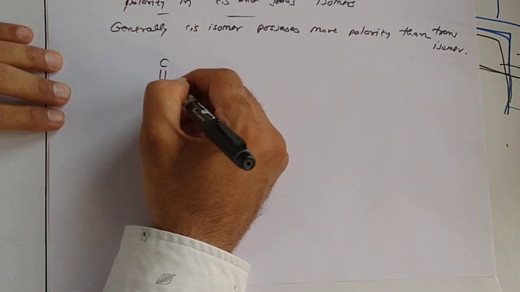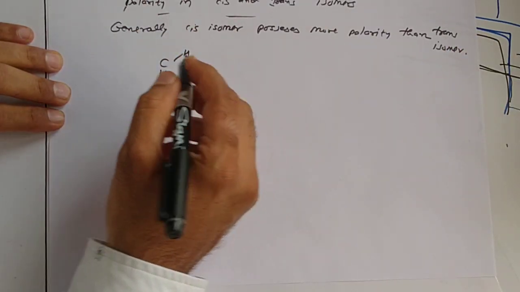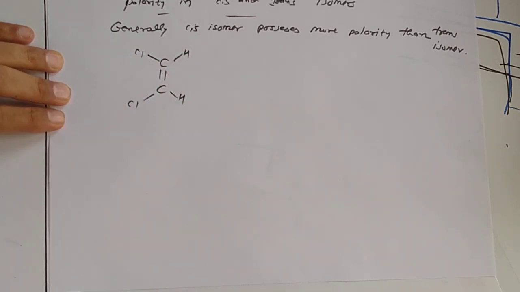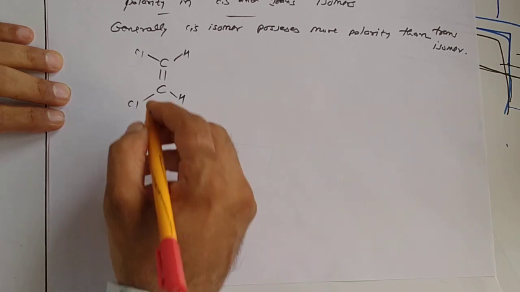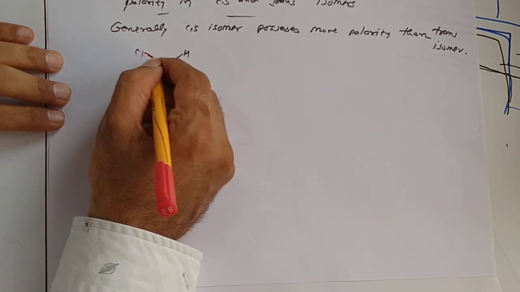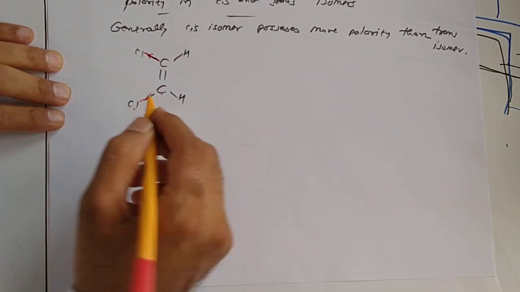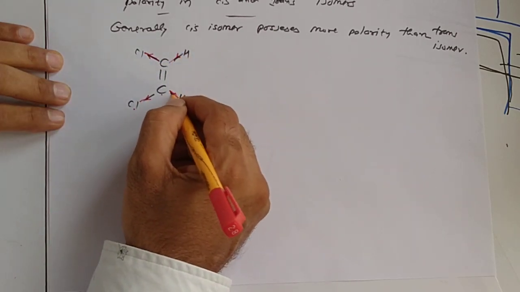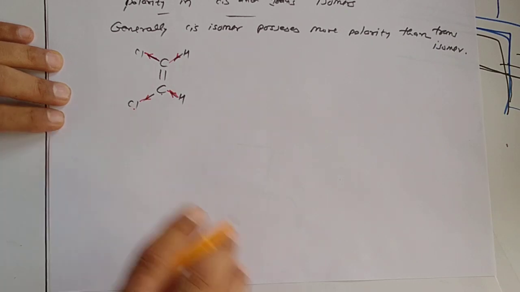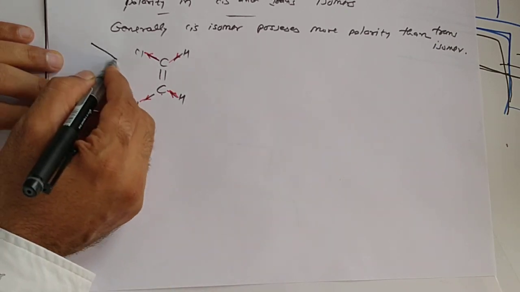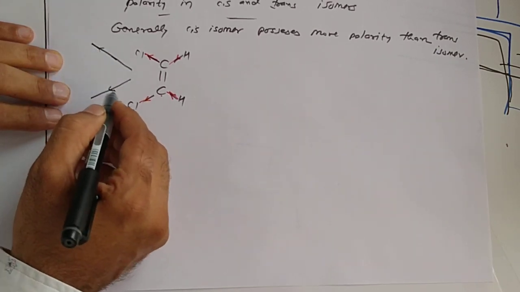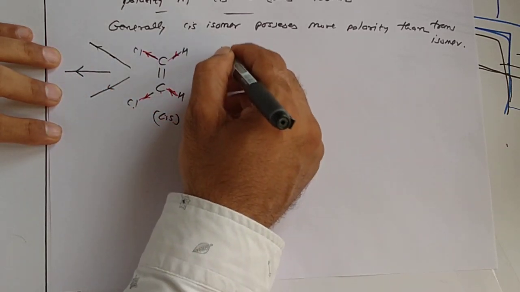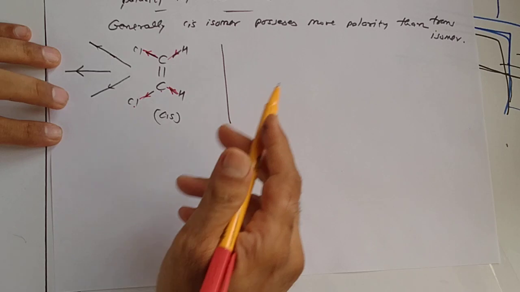Here you can see C double bond C, H, H. Here is chlorine and chlorine. Electronegativity of chlorine is higher, so the vector should be carbon to chlorine. Here electronegativity of carbon is higher than hydrogen. So the average of these two vectors is like this. So cis is more polar, you can see.